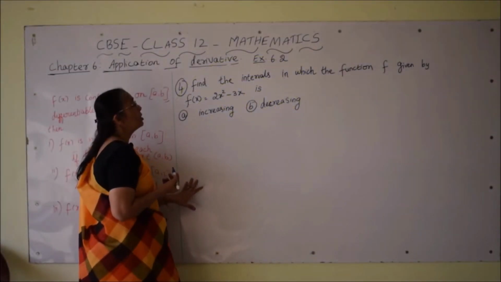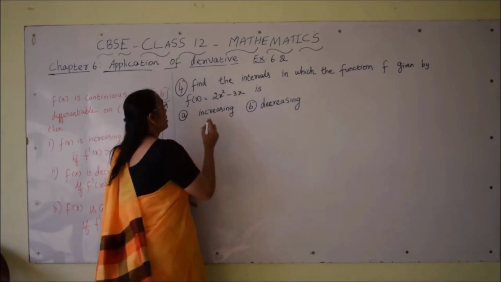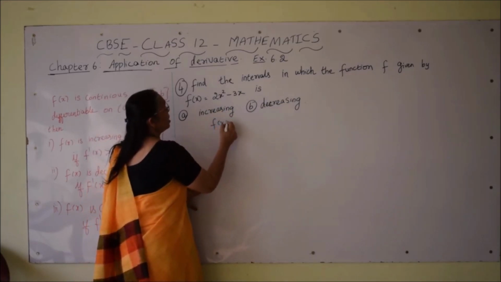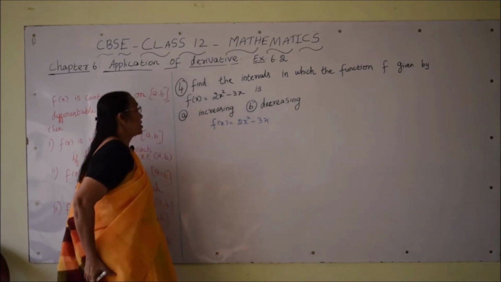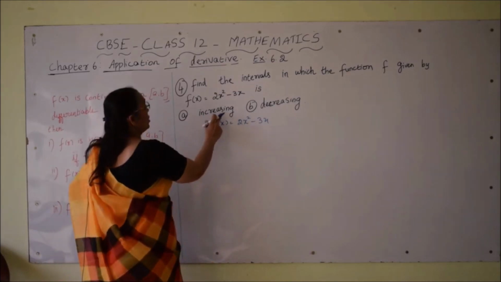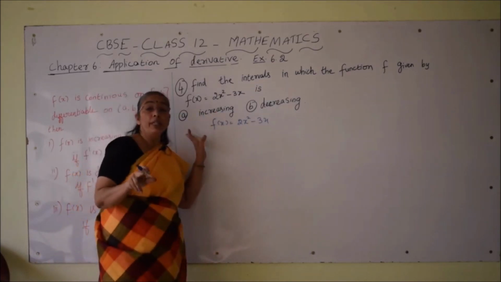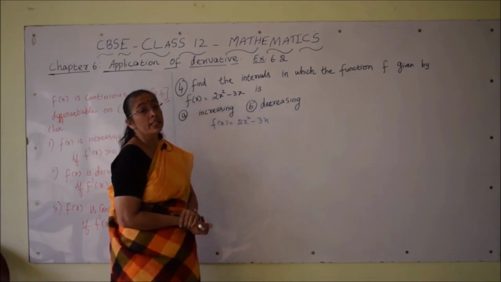Question number 4, find the intervals in which the function f given by f of x is equal to 2x square minus 3x is first one increasing and second one decreasing. First bit we should find out the interval where the function is increasing and second bit where it is decreasing.